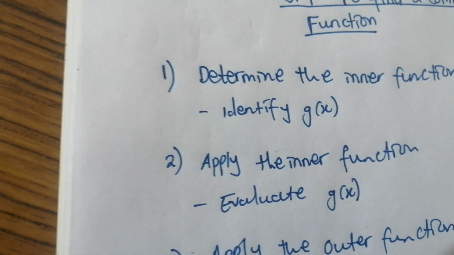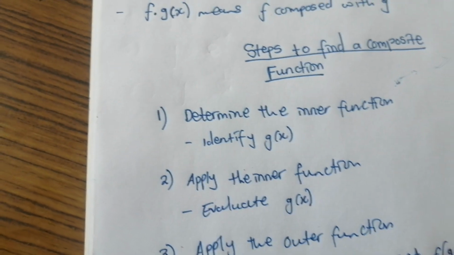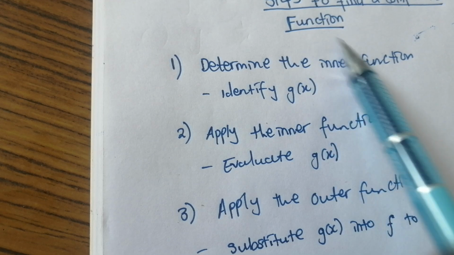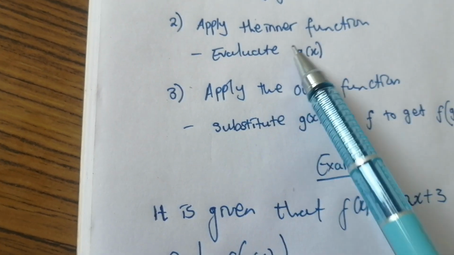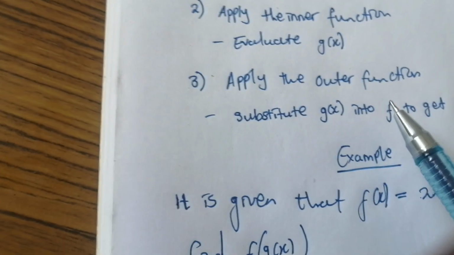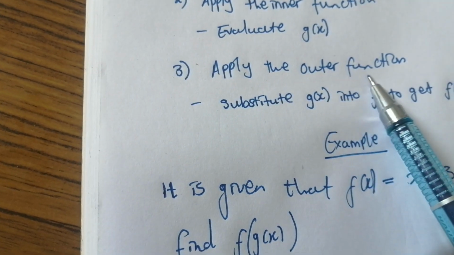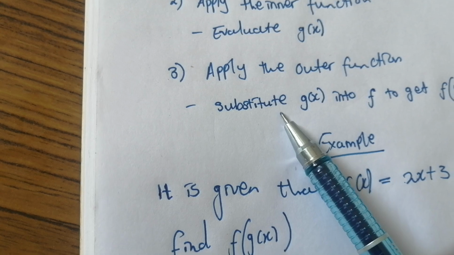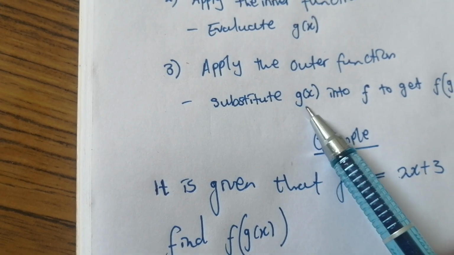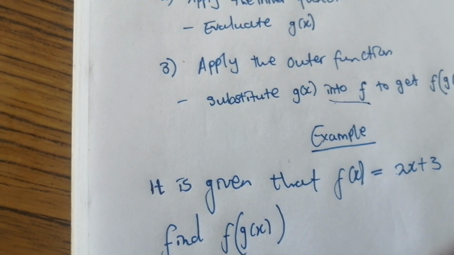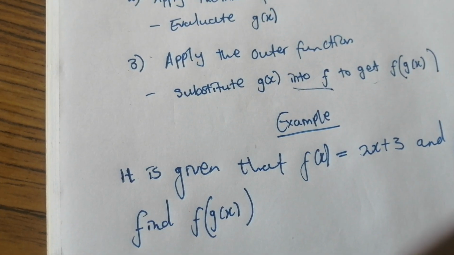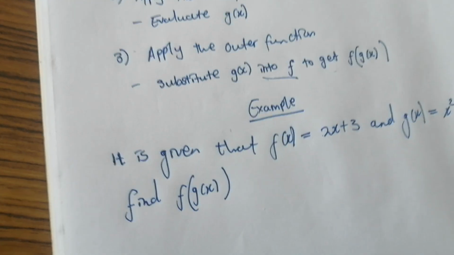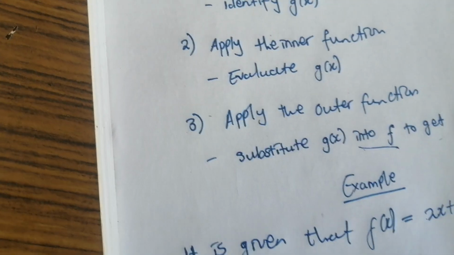What are the steps to find a composite function? The first step is to identify the inner function. Then you apply the inner function, and the last step is to apply the outer function, which means we are substituting g of x into f to get fg of x. Now let's look at this example. It will make sense when doing an example.